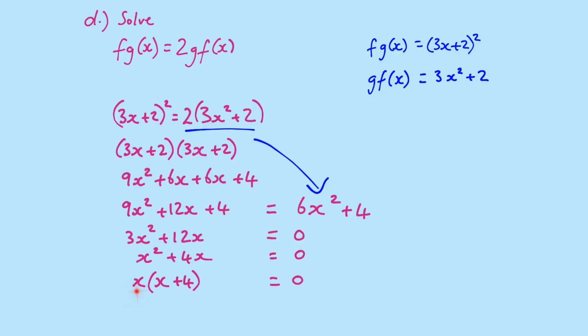And then we have one solution of x equals 0 and x plus 4 equals 0. And then finally x plus 4 is 0, therefore x is minus 4. And here are the two solutions.